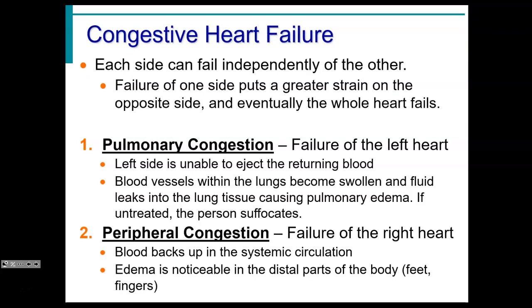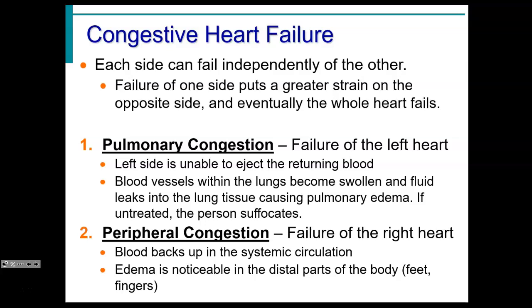Yeah? And this is going into more detail on what I was just explaining: pulmonary congestion and peripheral congestion. This is the edema and the fluid accumulation I was talking about earlier, and it goes into a little more detail of how that happens. If it's in the pulmonary system, then the left side is unable to eject returning blood. The blood is coming from the lungs, it's getting in there, and the left side is not able to get as much blood out to the body.